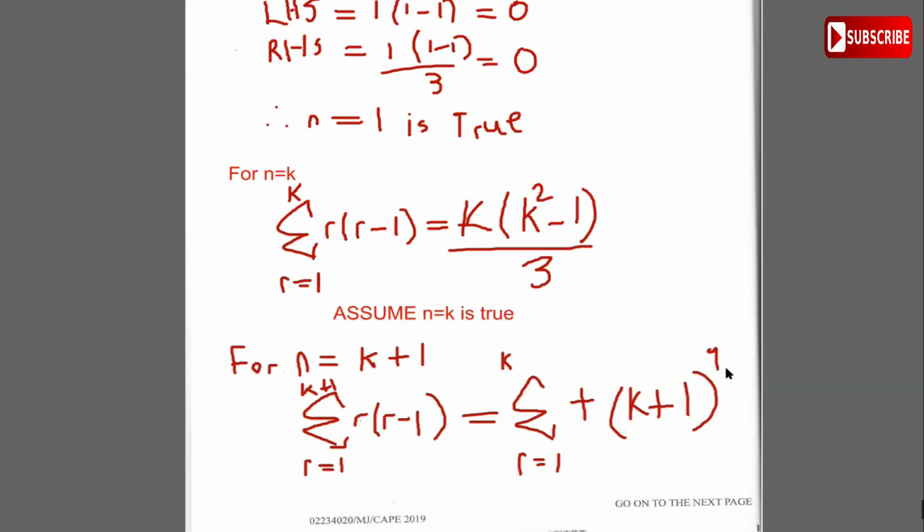K plus 1 terms. T stands for term. Let me write it out. K plus 1 term. All right, so let's go ahead and work this out. What we're going to get now is the sum from r equals 1 to k plus 1 of r times r minus 1.